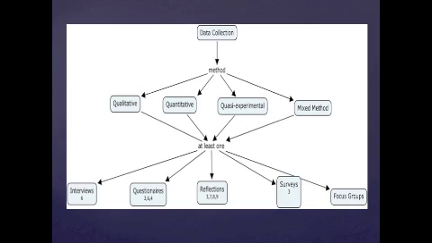Data was collected in the 10 studies by various means. They were either qualitative in nature, quantitative in nature, quasi-experimental in nature, or by mixed method. Each of the studies included one of the following types of data collection: interviews, questionnaires, reflections, surveys, or focus groups.